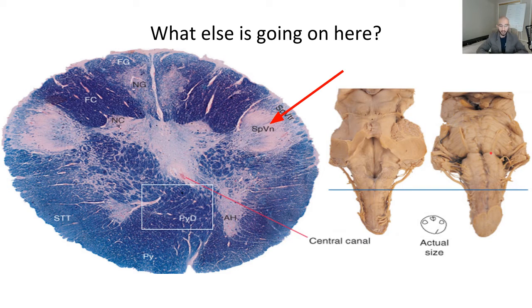Okay, great. And of course, always, always, always, if you're going to use the word contralateral, ipsilateral, ask yourself before you think that word, ipsilateral to what? Contralateral to what? That's going to stop you from getting confused. So we got some other stuff going on here. We have this NG over here, and we have this NC over here.